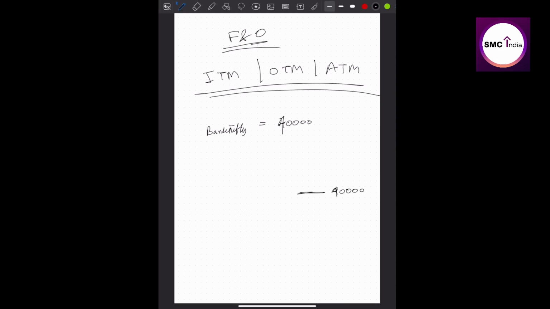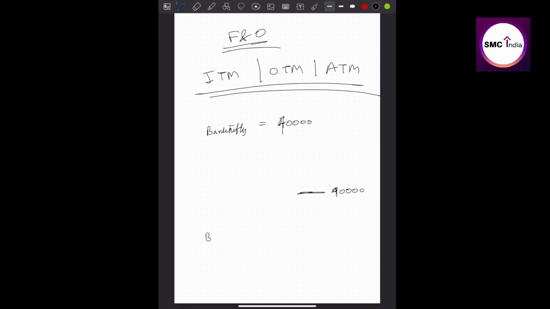When you want to buy one lot of Bank Nifty in options, you will see that there are available options at different prices, like Bank Nifty March 39,000 CE, Bank Nifty March 39,000 PE. So what is that 39,000? That is called the strike price.